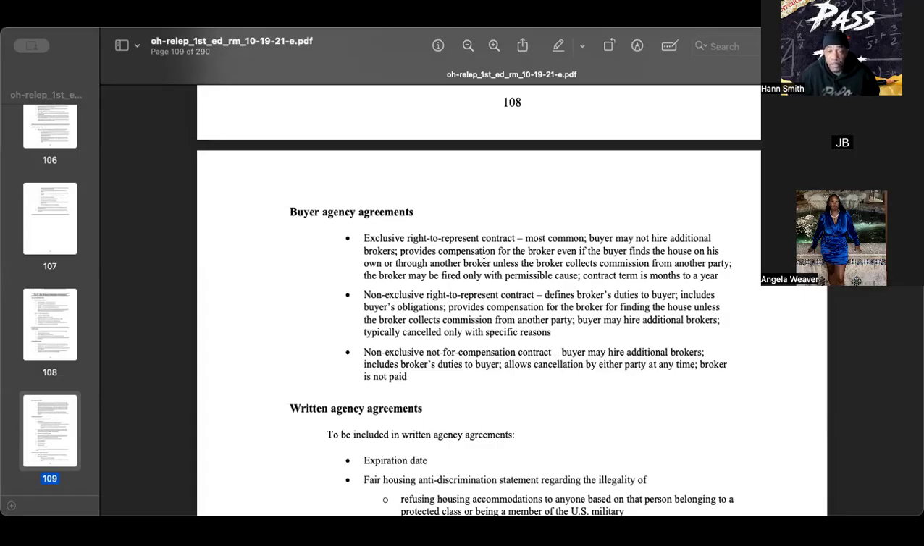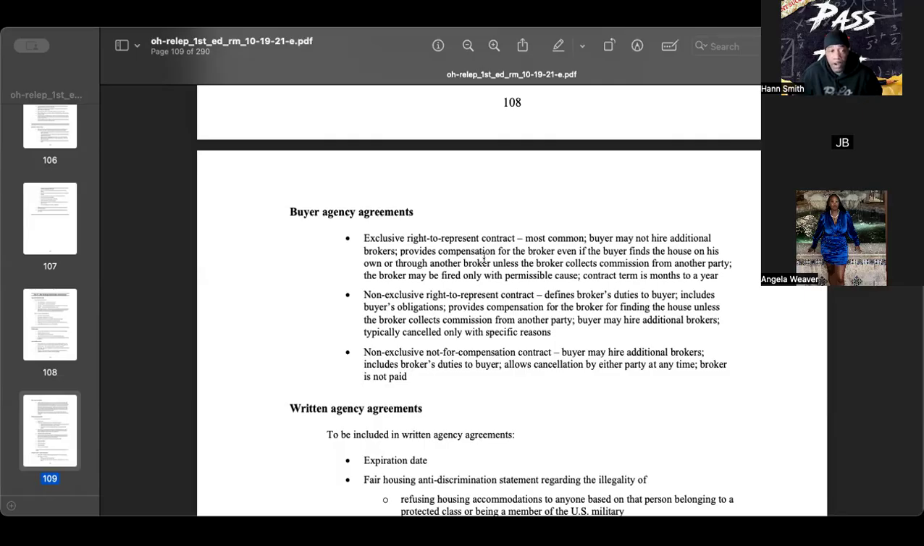Provides compensation for the broker even if the buyer finds a house on his own or through another broker, unless the broker collects commission from another party. And I'll explain what that means. All right. So say for instance, let me finish reading that sentence. The broker may be fired only with permissible cause. The contract term is a months to a year. All right. So let's unpack that.